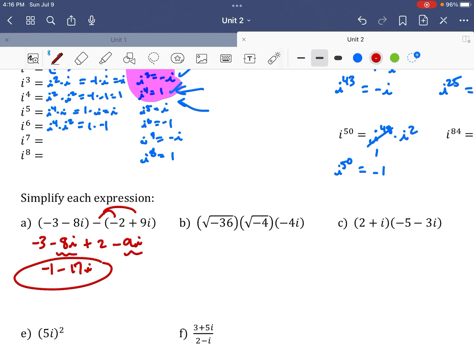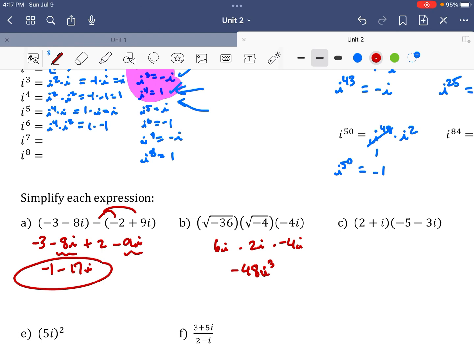Over here on letter B, I need to simplify these first. The square root of negative 36 is 6i. You cannot multiply these together without getting rid of the negative, so you have to get the negative out of the radical first. The square root of negative 4 is 2i, and then I have times negative 4i. So here's what I get. I get 12, 6 times 2 is 12. 12 times negative 4 is negative 48. So negative 48, i to the 3rd.